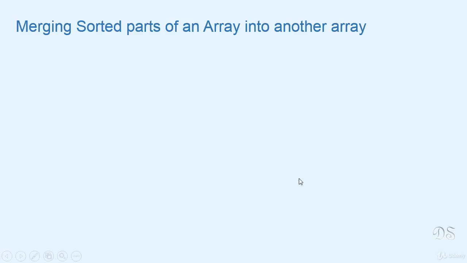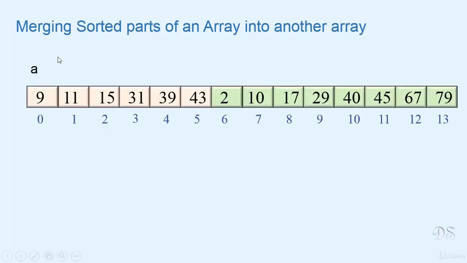We have seen how to merge two sorted arrays into a third array. Now a single array can have two sorted parts and these parts can be merged to a different array using the same process. For example, this array A has two sorted parts, and these sorted parts can be merged to another array using the same procedure that we have seen. The only difference here would be between the lower and upper bounds of the sorted parts.